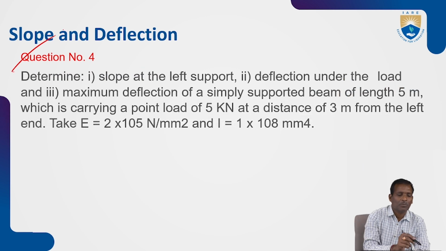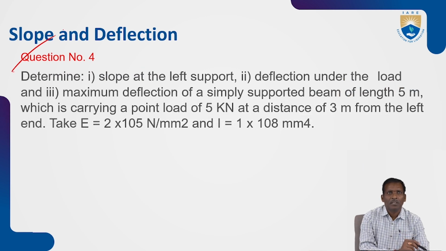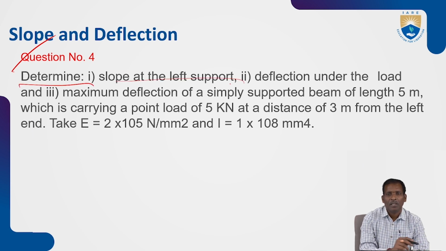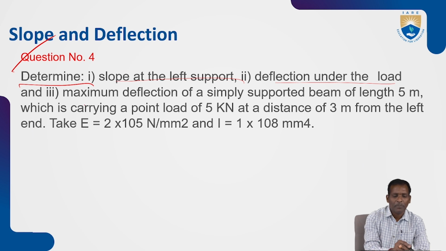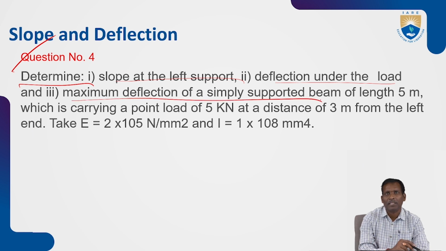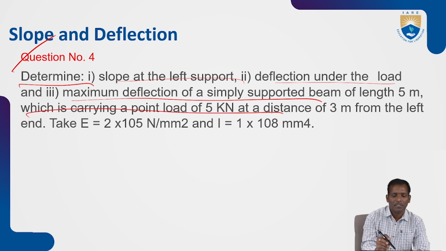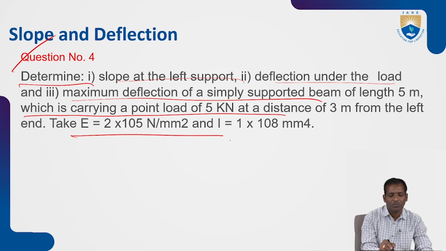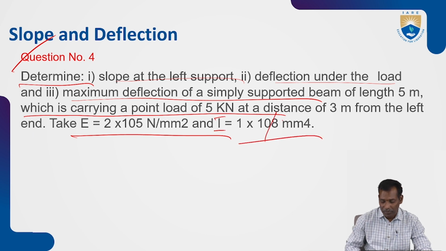Next, question number 4. In this, what he has asked directly is to determine the slope at the left support, the deflection under the load, and the maximum deflection of a simply supported beam of length 5 meters, which is carrying a point load of 5 kilonewtons at a distance of 3 meters from the left end. E is 2 into 10 to the power of 5 Newton per mm square and I is equal to 1 into 10 to the power of 8 mm to the power of 4.